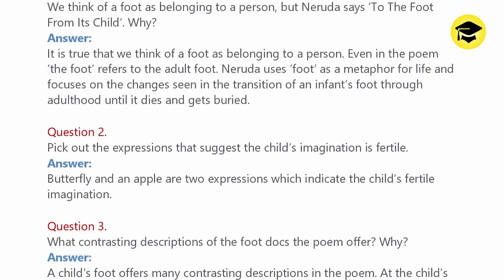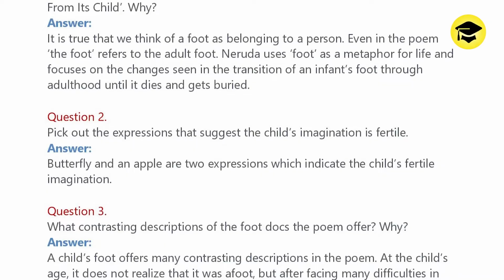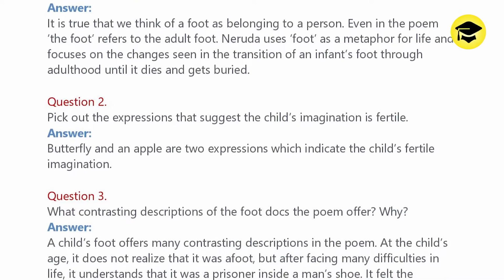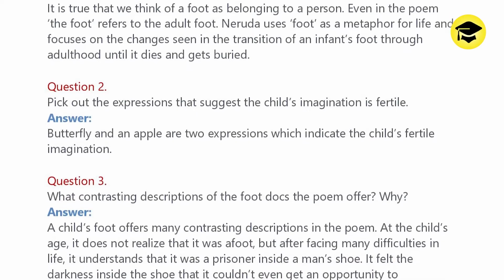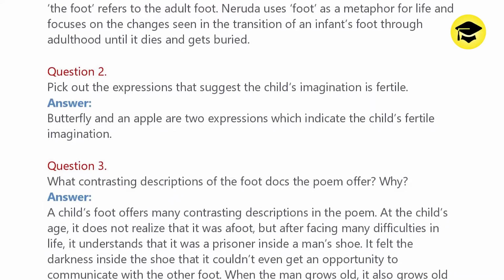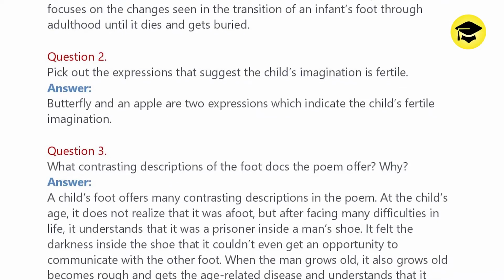Question 2. Pick out the expressions that suggest the child's imagination is fertile. Answer. Butterfly and an apple are two expressions which indicate the child's fertile imagination.